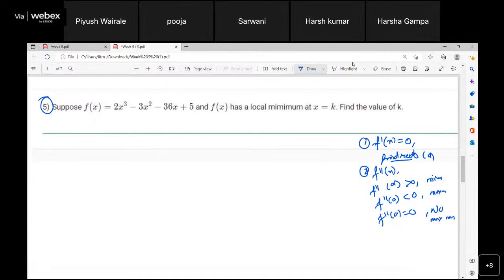So what do we have to find out here? f of x has a local minimum at x equals k. Now find the value of that k. It is given that it achieves a local minimum at x equals k. So just try to find out the value of k. I have given the steps, you just have to follow them. Try to answer.